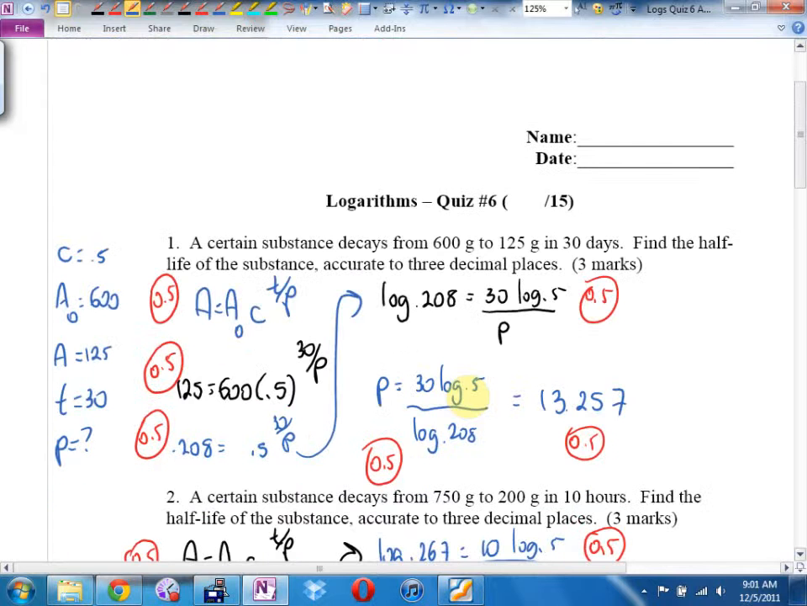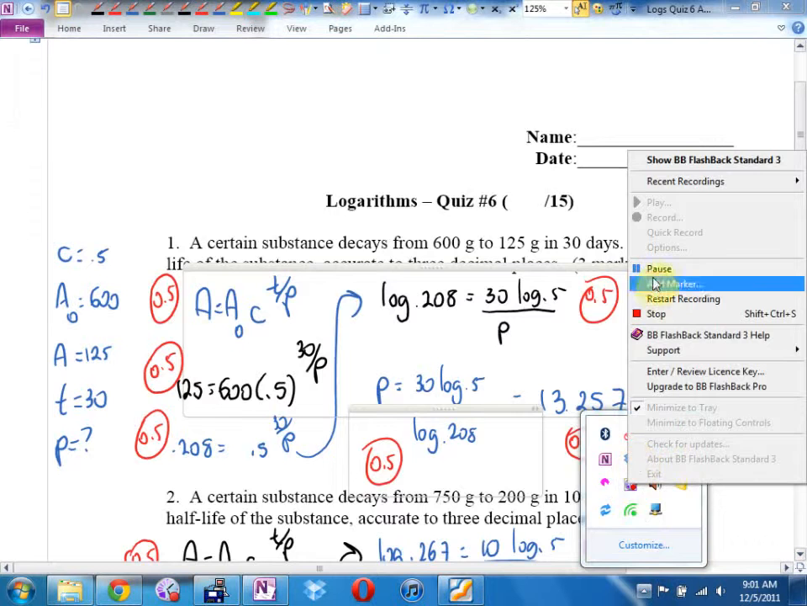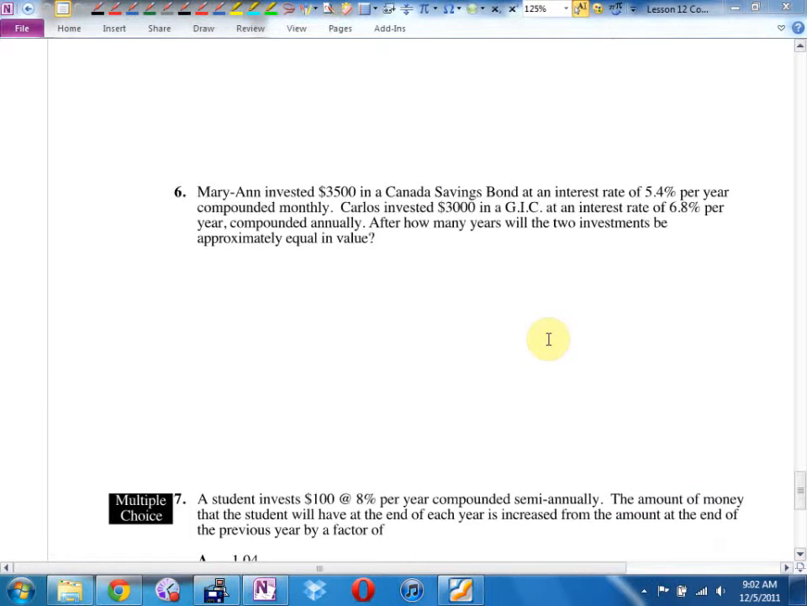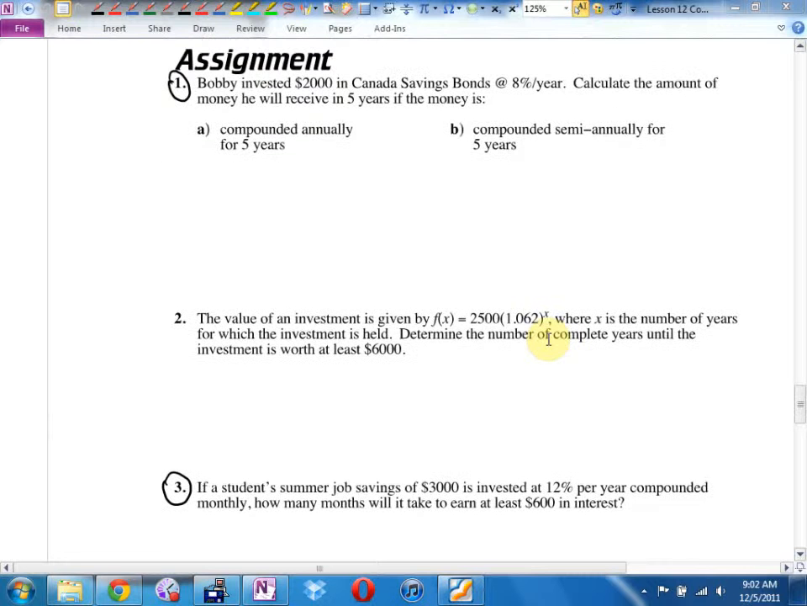So can you open your books, please, to page 201? Page 201. Last day.